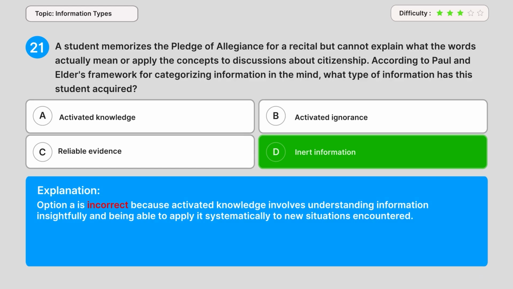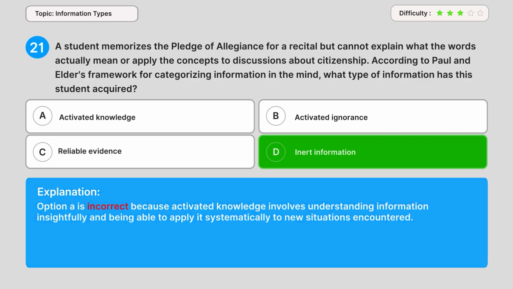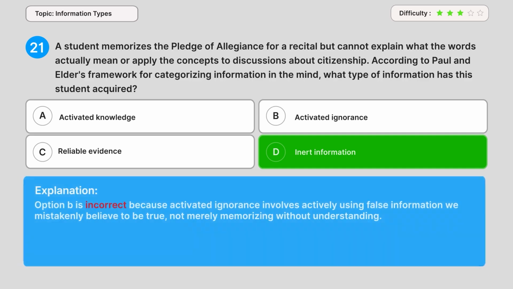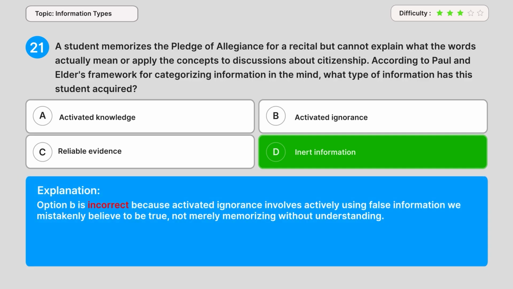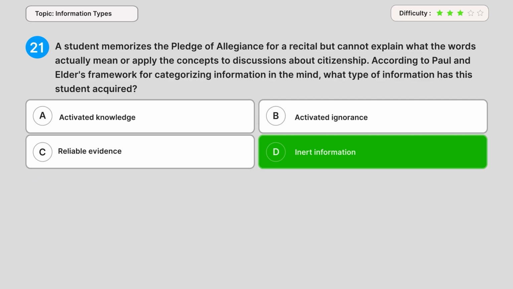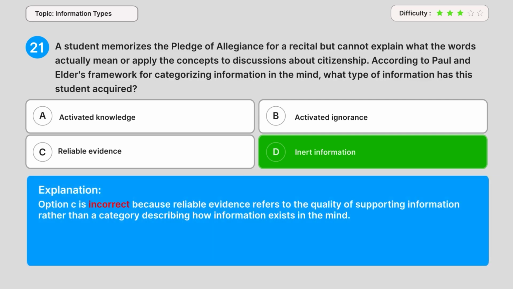Option A is incorrect because activated knowledge involves understanding information insightfully and being able to apply it systematically to new situations encountered. Option B is incorrect because activated ignorance involves actively using false information we mistakenly believe to be true, not merely memorizing without understanding. Option C is incorrect because reliable evidence refers to the quality of supporting information rather than a category describing how information exists in the mind.